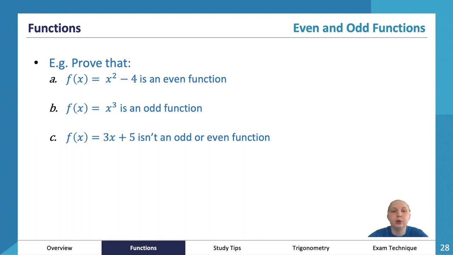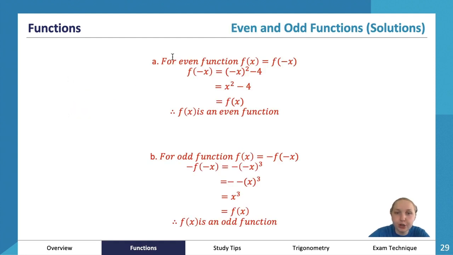Okay, so we'll go through the solutions for part A first. Prove that f(x) equals x squared minus 4 is an even function. We know that something is going to be an even function if f(x) equals f(-x). So we need to find f(-x), and we do that by substituting in negative x wherever there was an x in our original equation. So here we're going to end up with (-x) all squared minus 4.